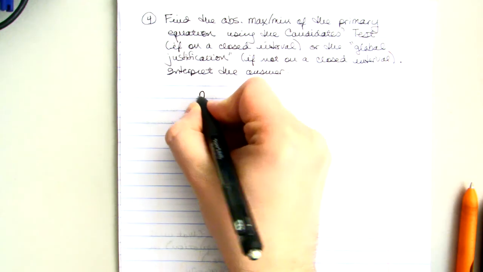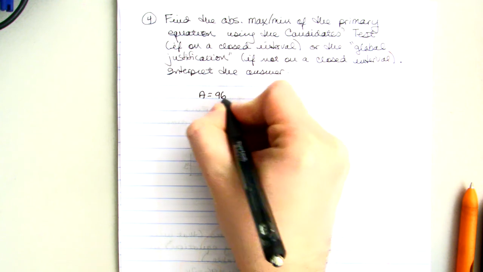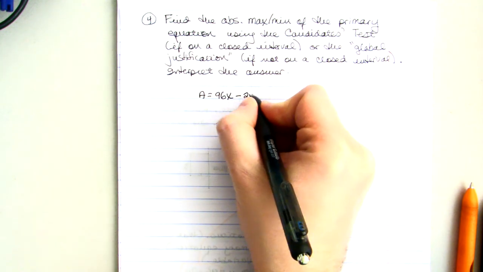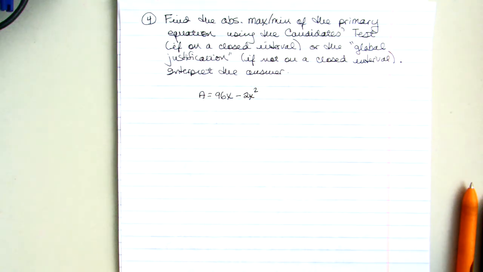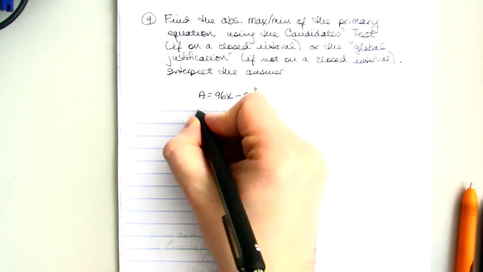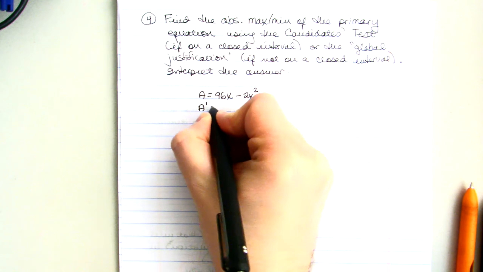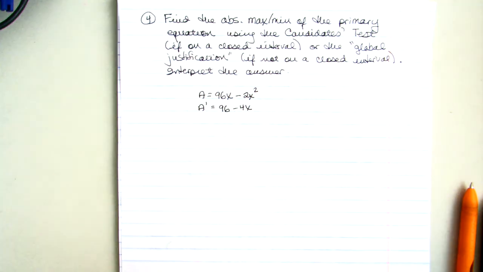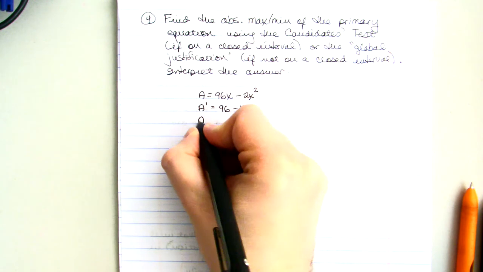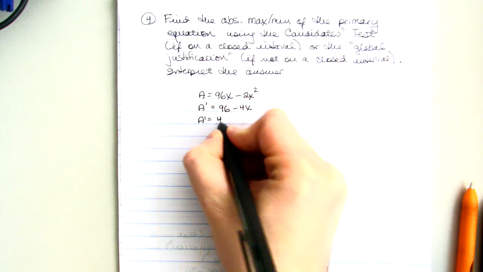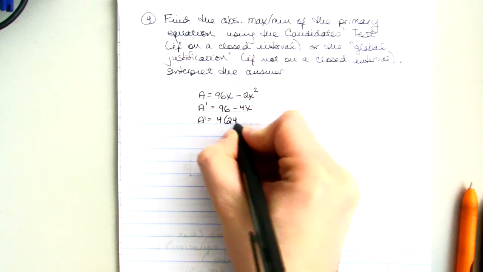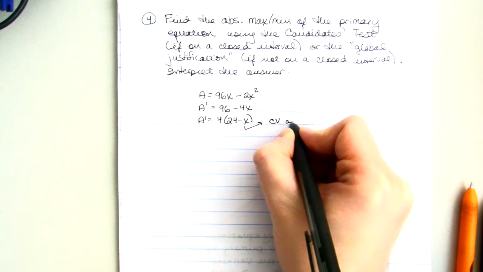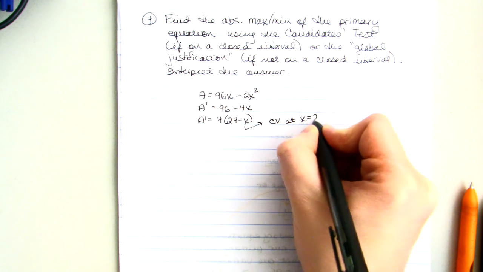Okay, so I had my formula A equals 96x minus 2x squared. I want to find the absolute max of this, so I'm going to use the candidates test. My derivative is 96 minus 4x. Maybe I'll do some factoring with this. I'll take out a 4, and I'll say 24 minus x, which gives me a critical value at x equals 24.